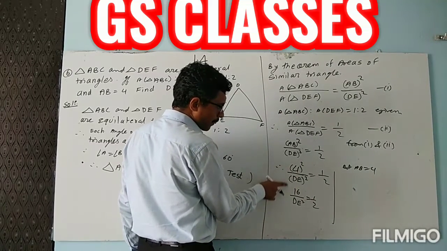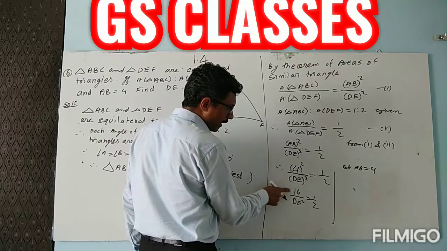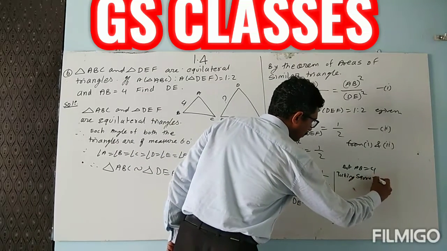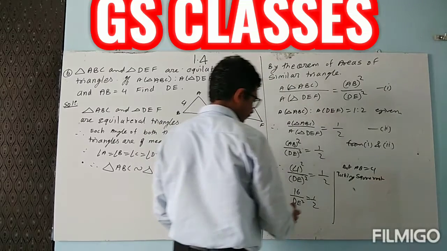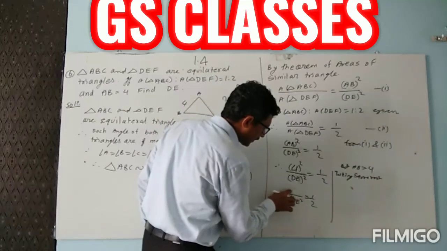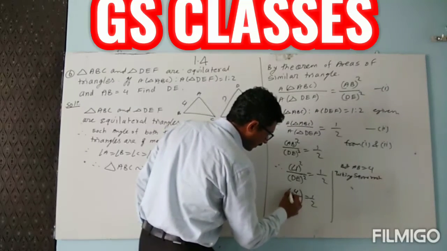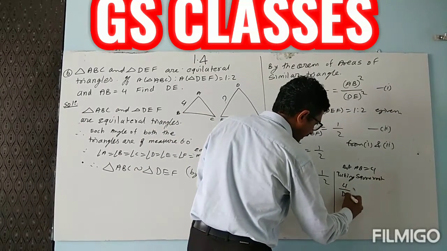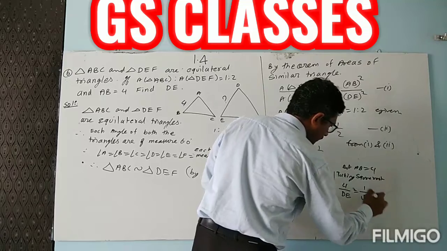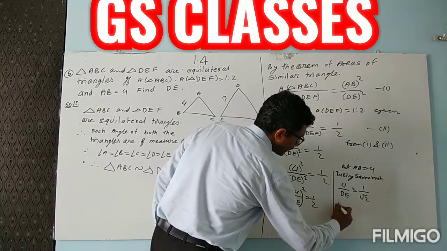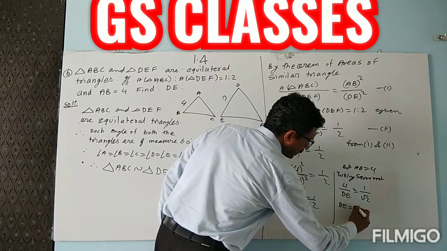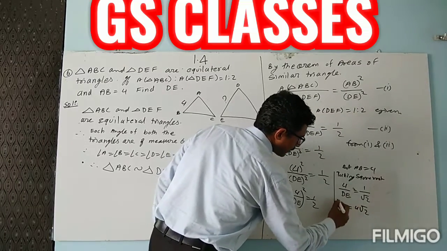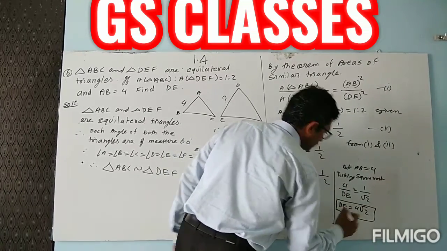Now children, these values are in the square form. You write here taking square root. So better I will write this way. 4 as it is, square here. Taking square root, it will become 4 upon DE equals 1 upon root 2. Cross multiply. DE is going to be 4 root 2, and that is your final answer children.